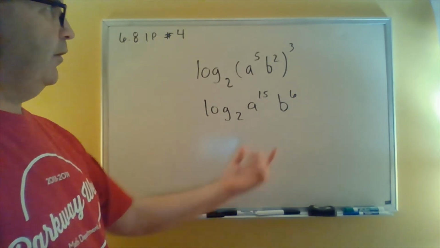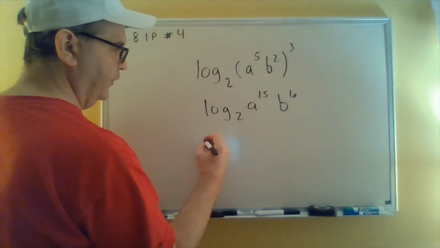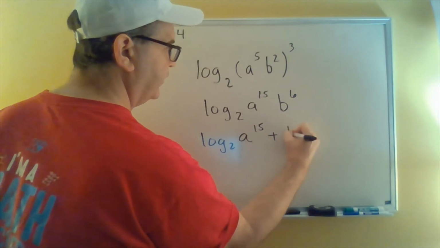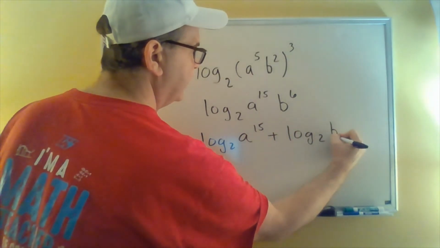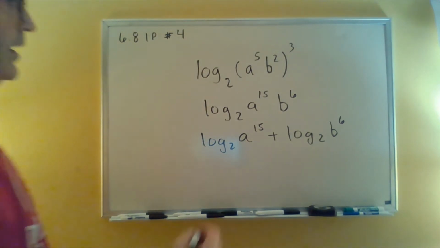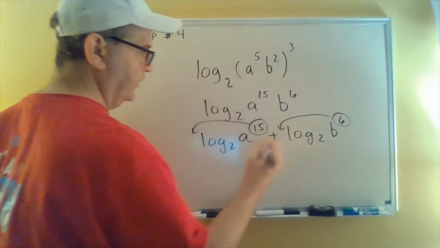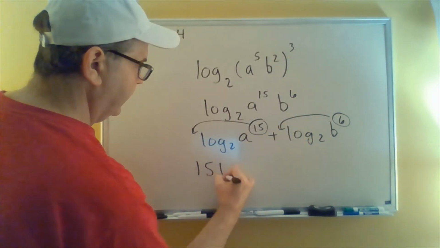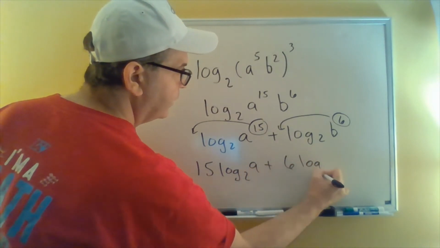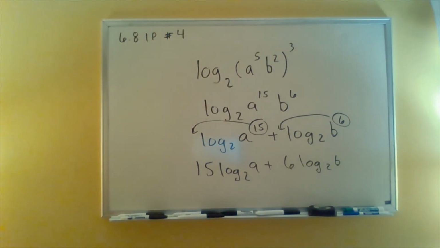And probably last, I will be employing that power property because I have exponents. So let's split this apart first. So I'll have the log base 2 of a to the 15th plus the log base 2 of b to the 6th. I get that after using my product property. Now I'm going to use the power property and move those exponents out to the coefficient position. So I will get 15 times log base 2 of a plus 6 times log base 2 of b. There's my answer for number 4.